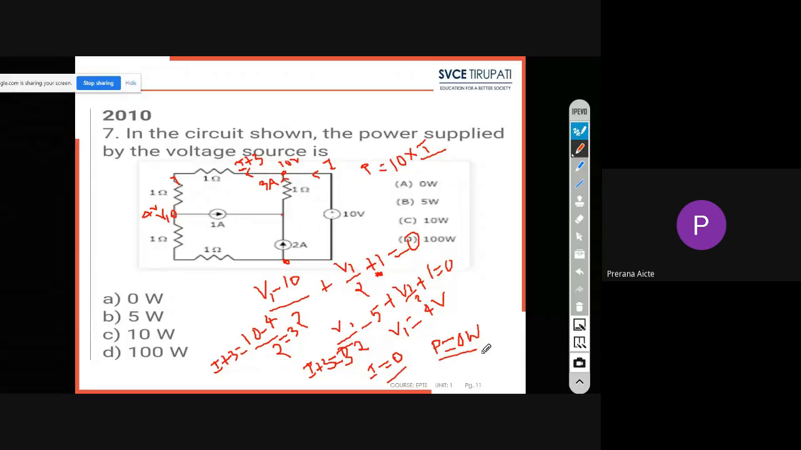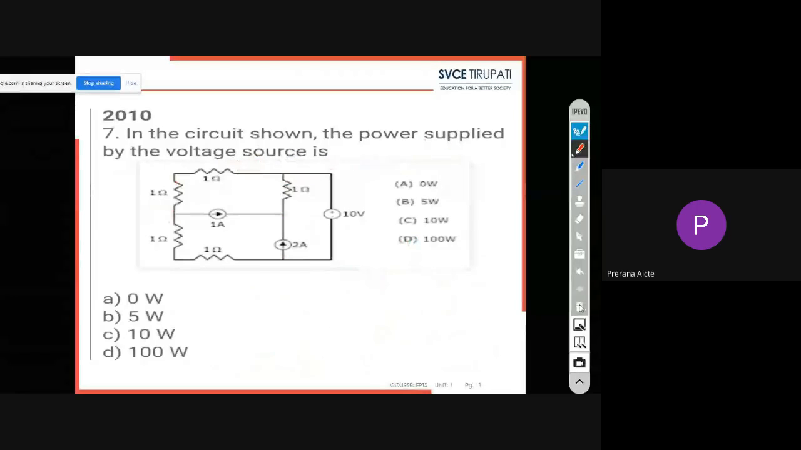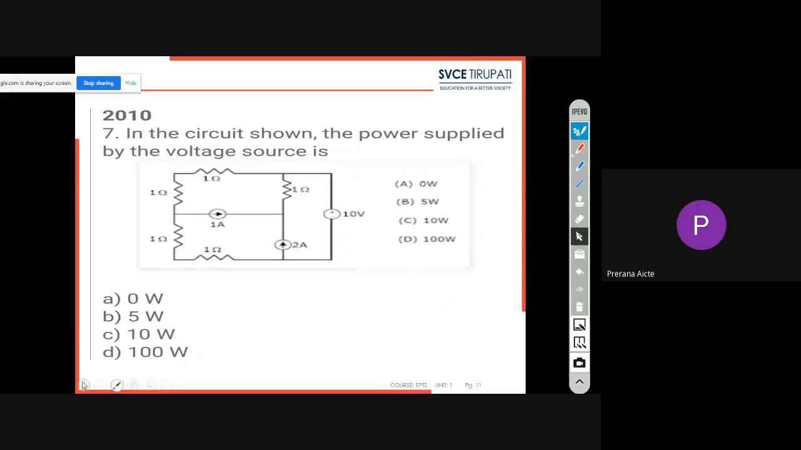Then what is the power? Power is 0 watts. Okay, so go for the next problem.